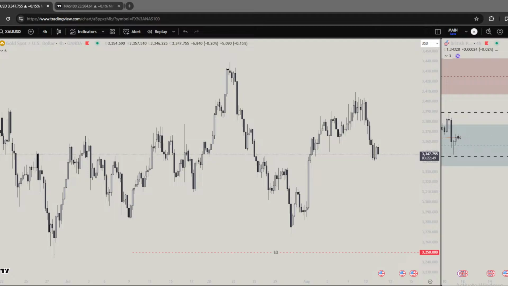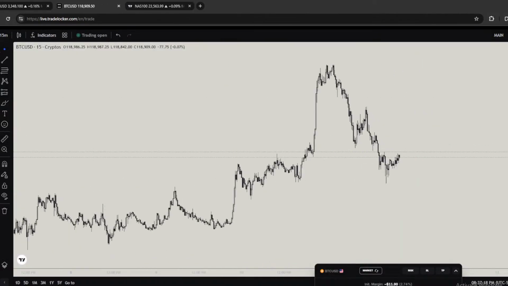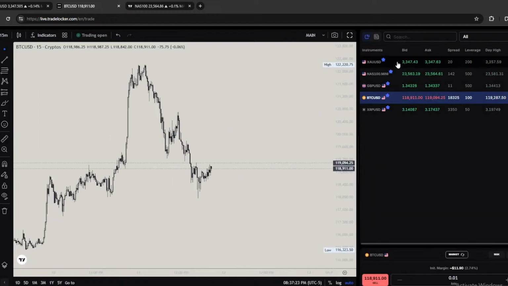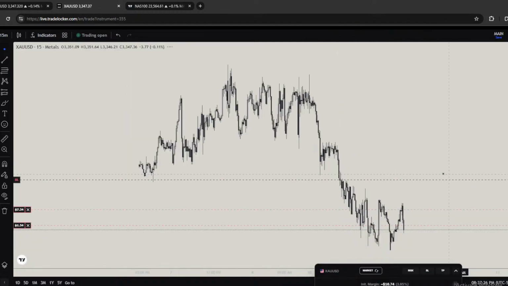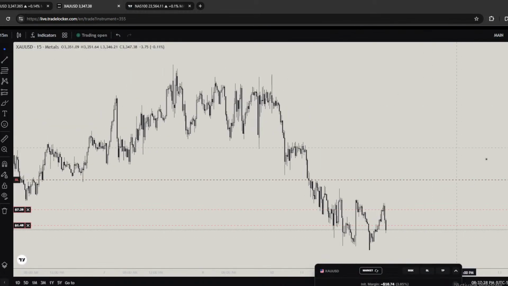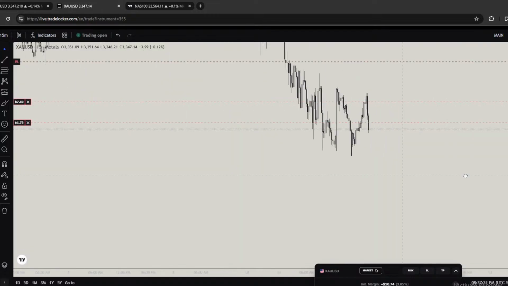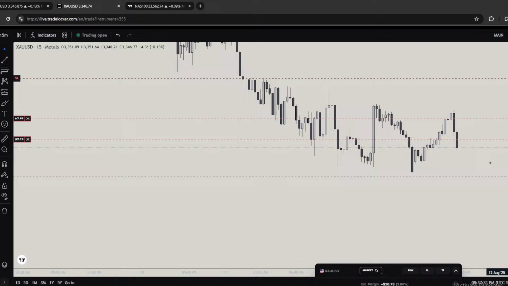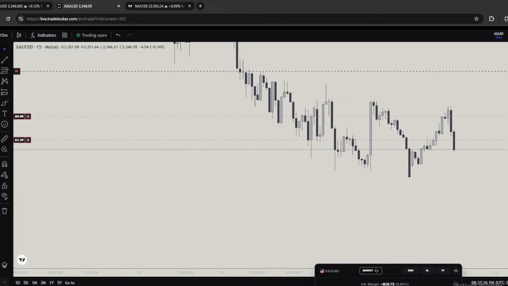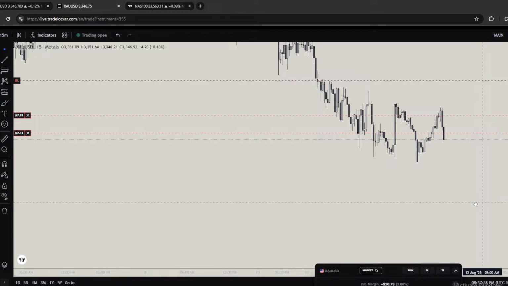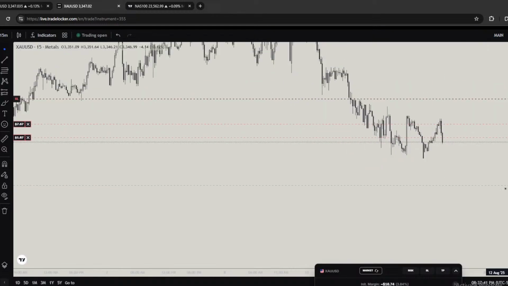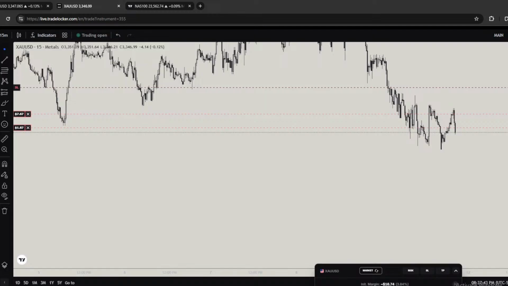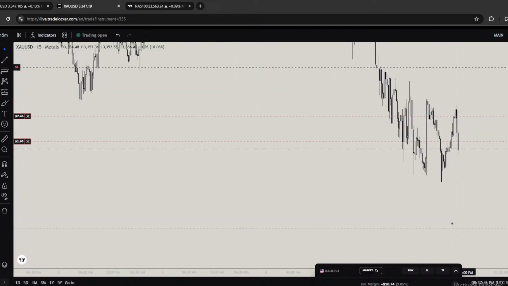There we go. And this gold setup now. Order 1, order 2. I still see it pushing lower. That's okay. Nothing new.